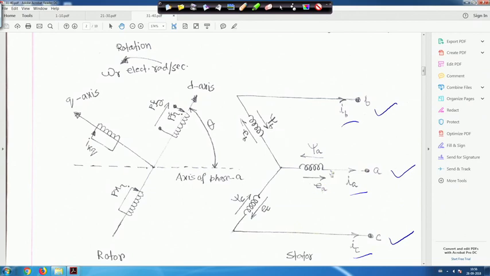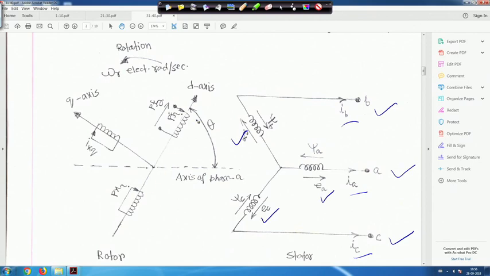This is my EA, this is my EB, and this is my EC, the voltages. And these are the flux linkages of phase A, phase B, phase C, and for all of these you have to consider the mutual coupling also, right? Without that we cannot move. So this side is the stator part, and this is the axis of phase A.